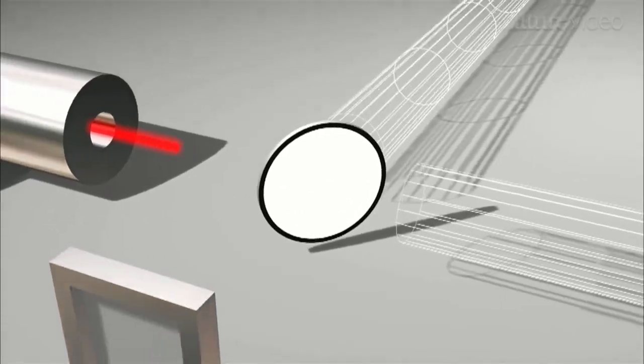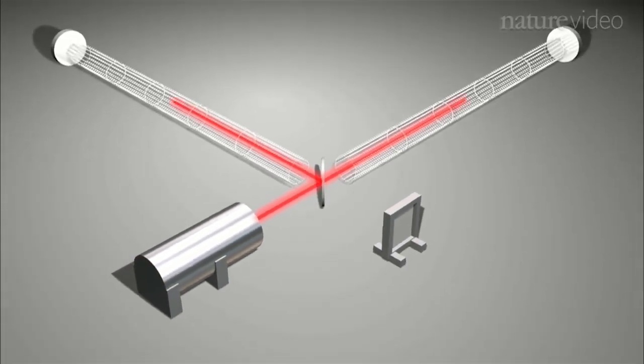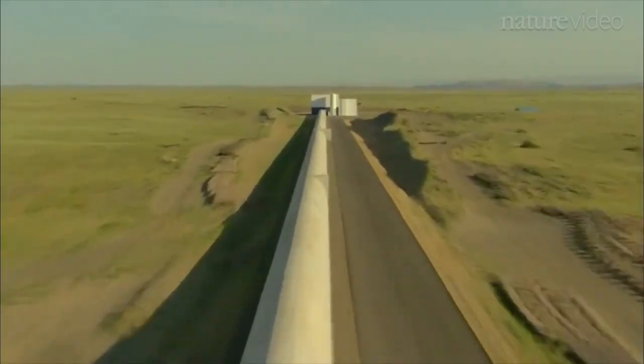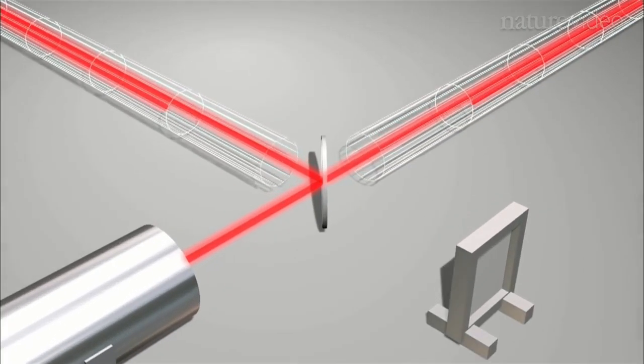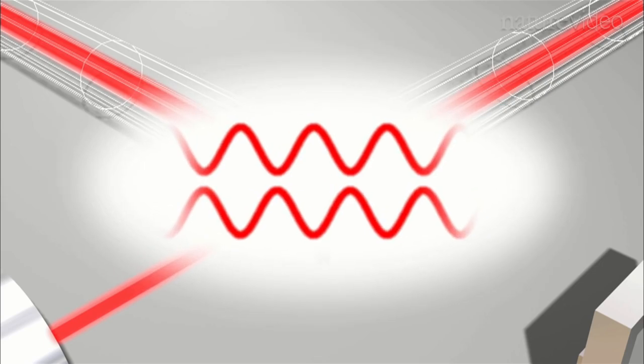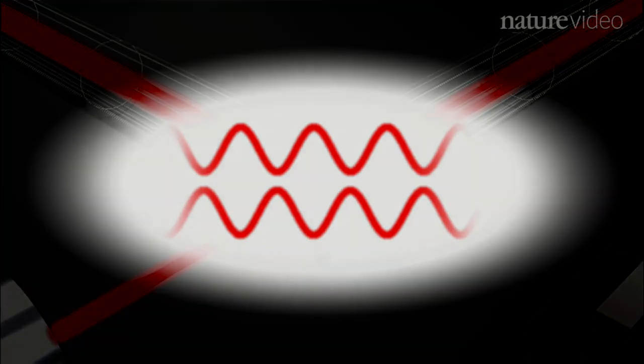LIGO works by splitting a laser beam and sending it in two directions. The beams travel precisely the same distance down long vacuum tubes. They're reflected off mirrors, and then they come back and recombine. The light waves of each laser beam are made to exactly line up so that they cancel each other out and nothing will reach the light detector at the end.